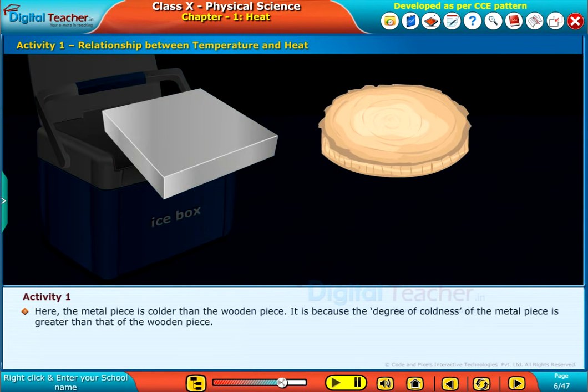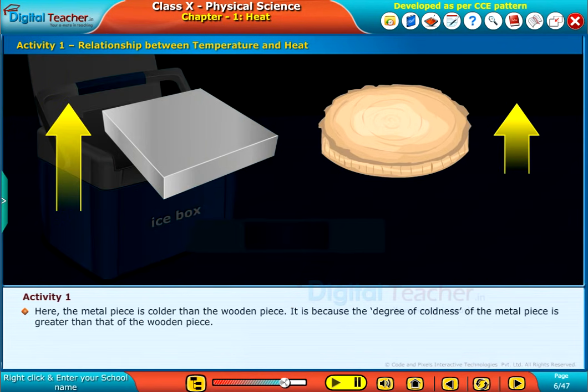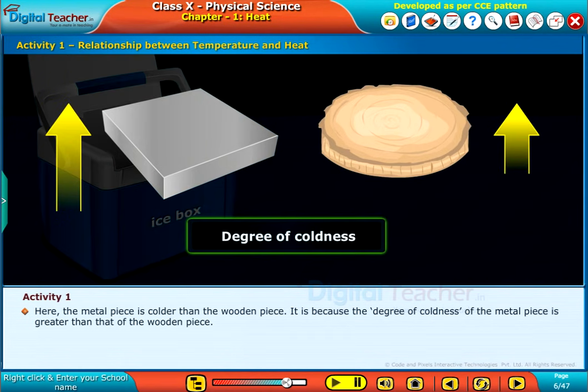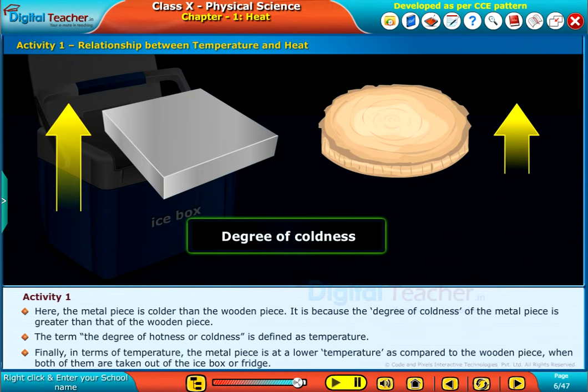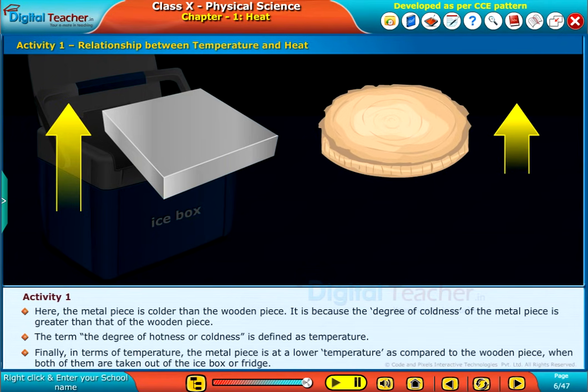Here, the metal piece is colder than the wooden piece. It is because the degree of coldness of the metal piece is greater than that of the wooden piece. The degree of hotness or coldness is defined as temperature. Finally, in terms of temperature, the metal piece is at a lower temperature as compared to the wooden piece when both of them are taken out of the icebox or fridge.